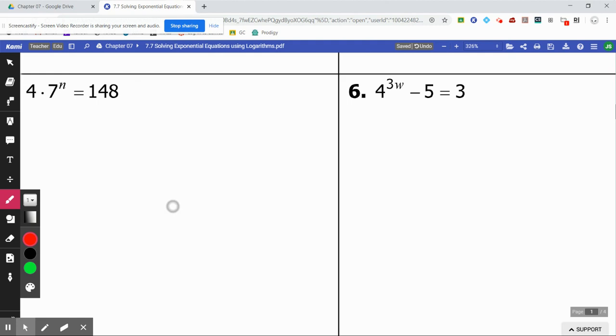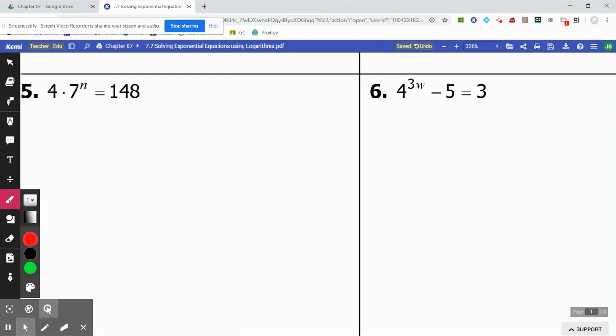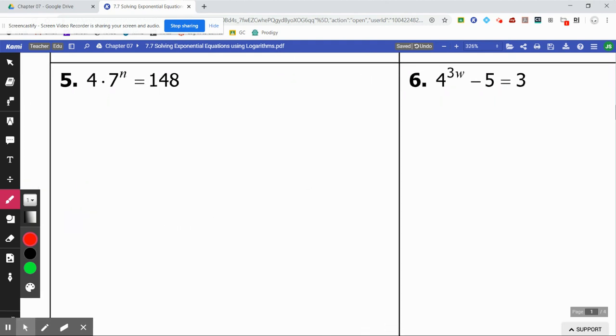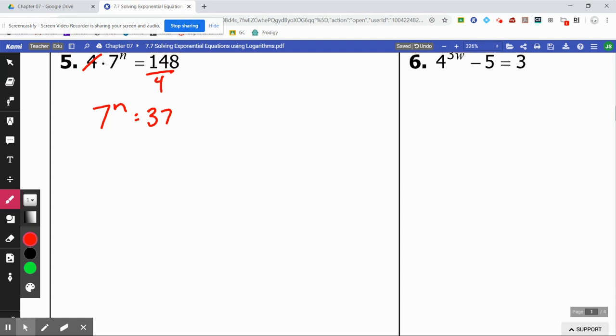Number 5. Again, your first step is to actually isolate your exponential. Since this is being multiplied by 4, we will divide by 4 first. So you have 7 to the nth power is equal to 37. So 7 raised to what power is 37 is what we're looking for. And you can do 7 to the first, 7 to the second. You understand that, well, there's no power we can raise it to. However, that does tell us our answer is going to be between 1 and 2.